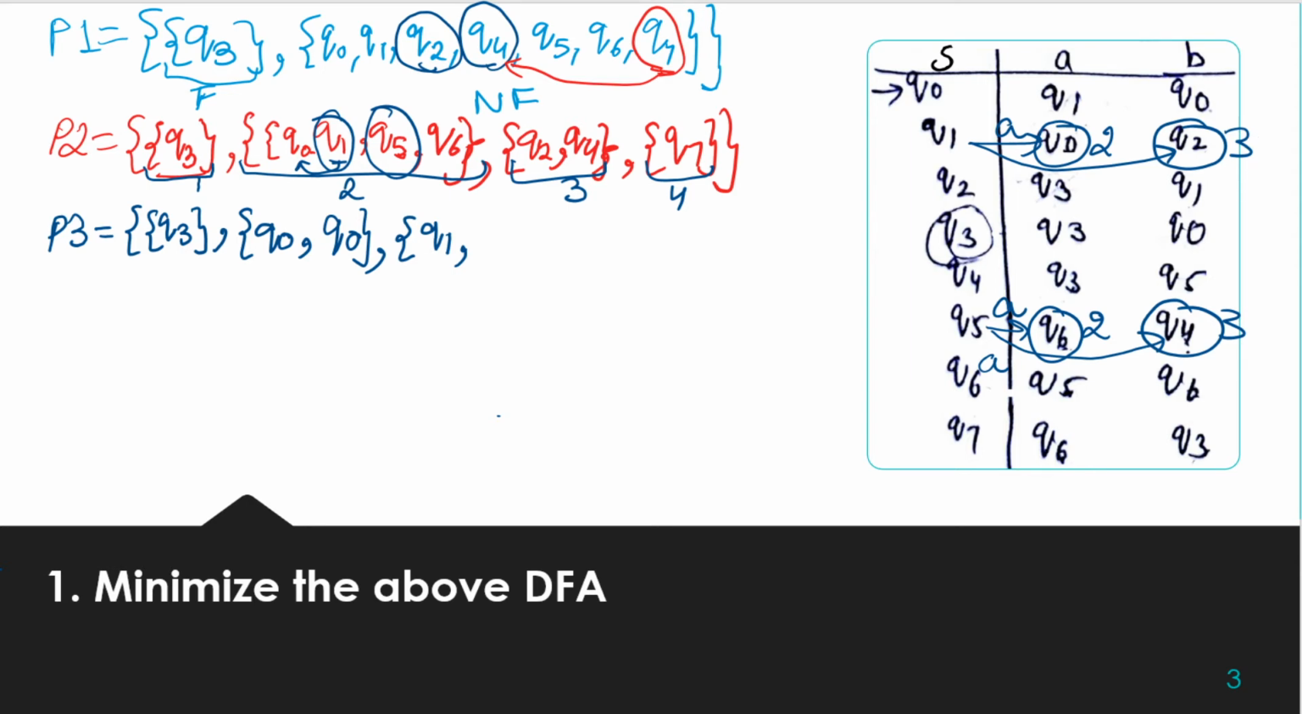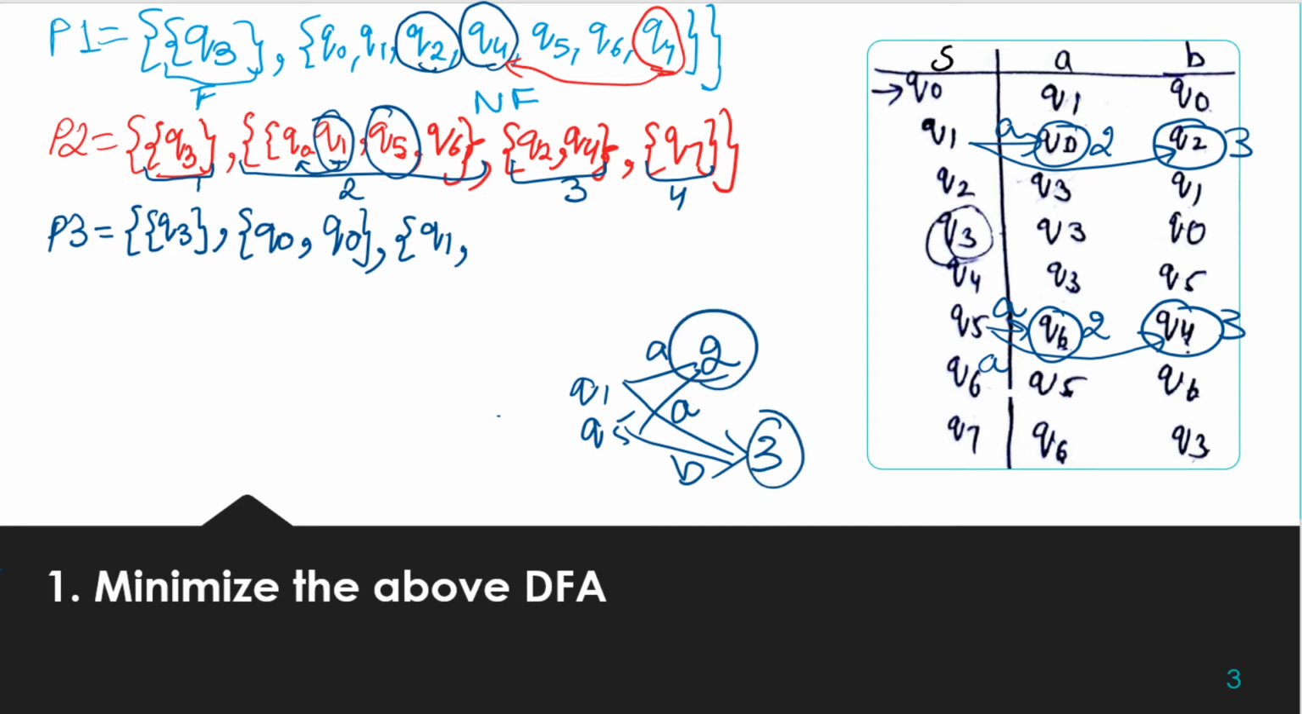So as Q1 and Q5 are having transition to the same group, for input symbol A, Q1 and Q5 are having transition to group 2 of the previous partition, and for input symbol B they both are having transition to group 3 in the previous partition. As the transitions from both the states are targeting the same groups, we can conclude that Q1 is similar to state Q5 and can be part of the same group.